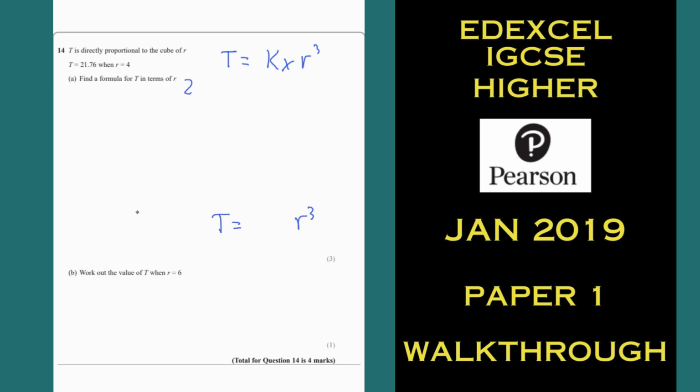T is 21.76 when R is 4. Let's do 4 cubed to speed it up. Divide both sides by 64. You get 0.34 or 17/50ths. Depends which one you prefer, no one cares which one.